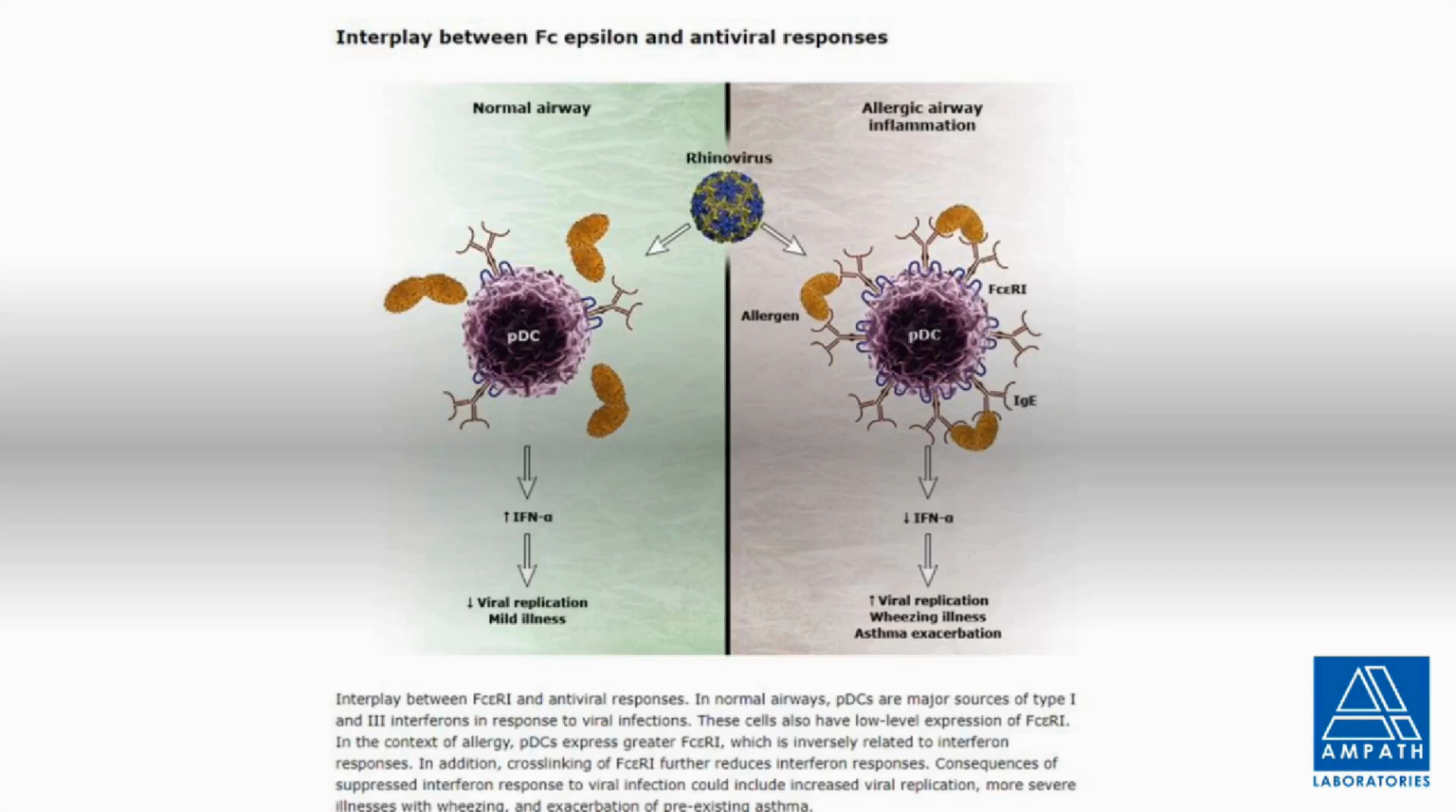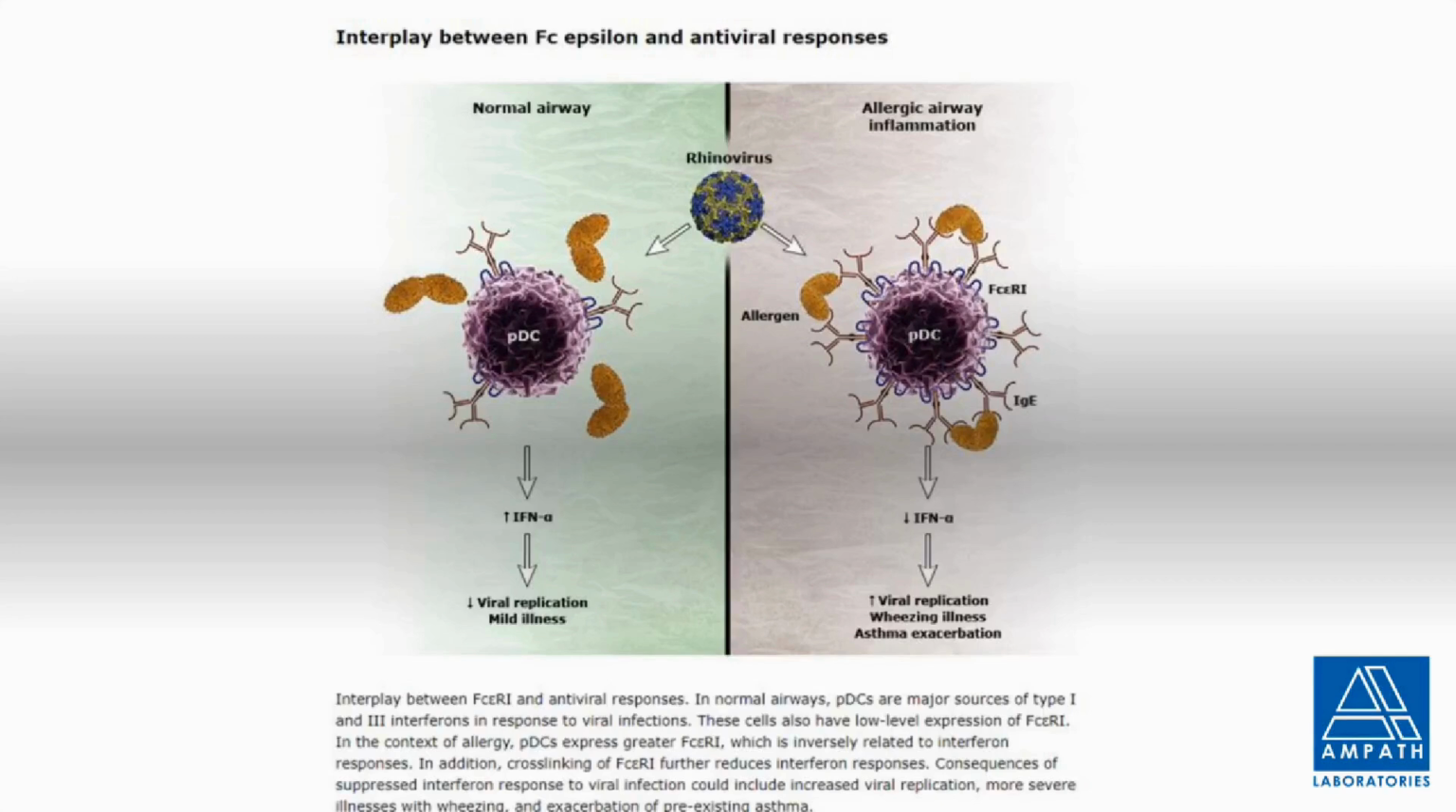In a normal airway, your dendritic cells are generally the major sources of your type 1 and type 3 interferons, which actually respond to viral infections, and they will be cidal and decrease replication of virus and hence maintain a mild illness. So in a normal airway, that's what's going to happen. You have few receptors, you have dendritic cells that are releasing your interferon, and you have an uncomplicated event.